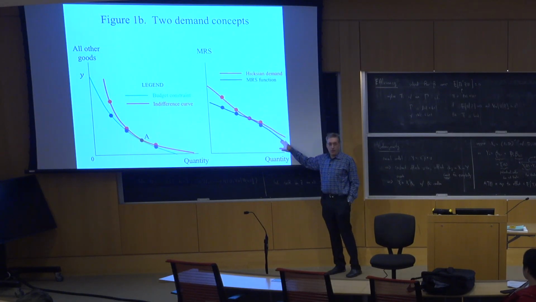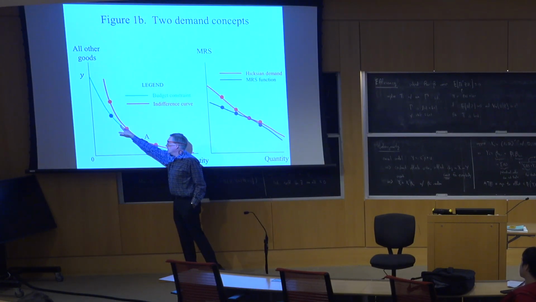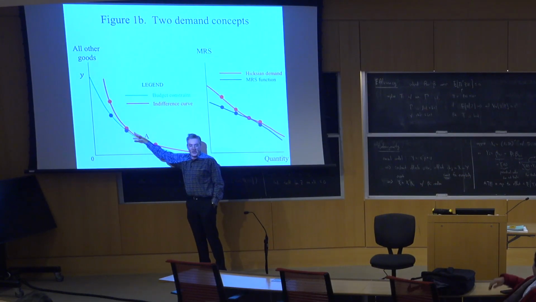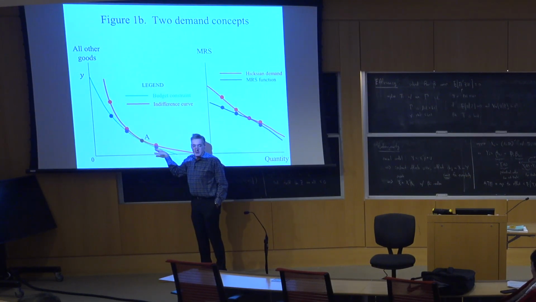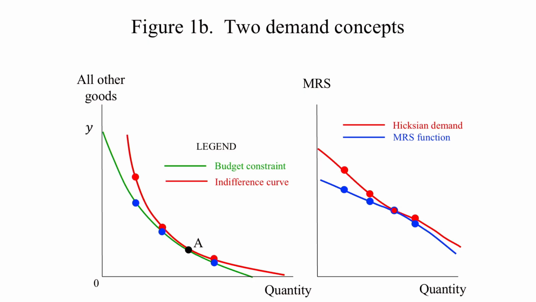The blue one is the one that I called M. So remember that M function was saying, as we move along E, or Y minus E, what happens to the slope of the indifference curve? The Hicksian demand function answers a different question. When I move along the indifference curve, what happens to the slope of the indifference curve? You're asking different questions. In general, you get a different answer.